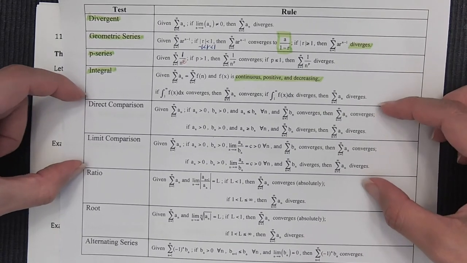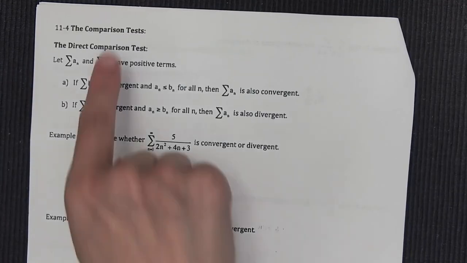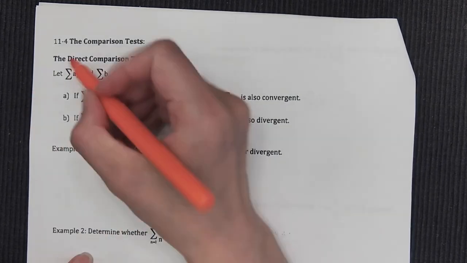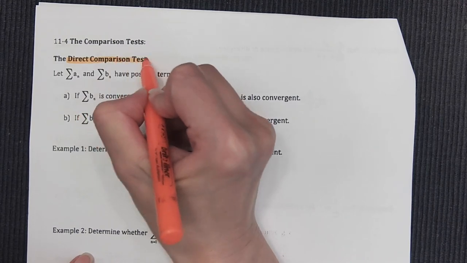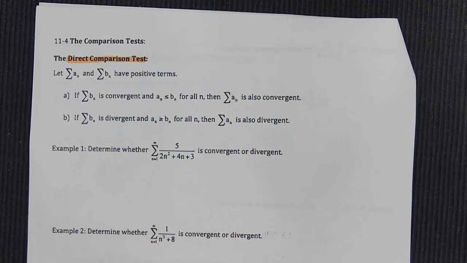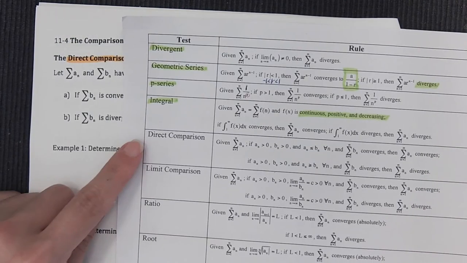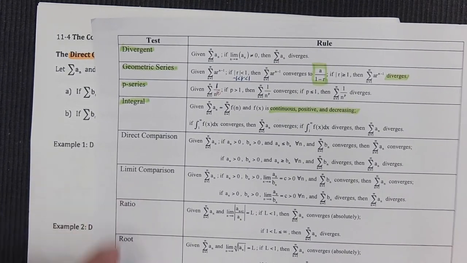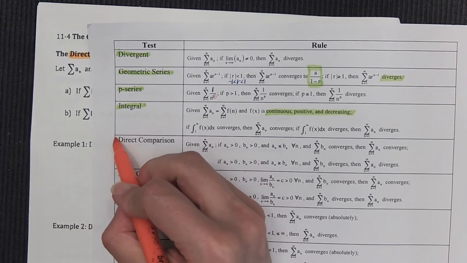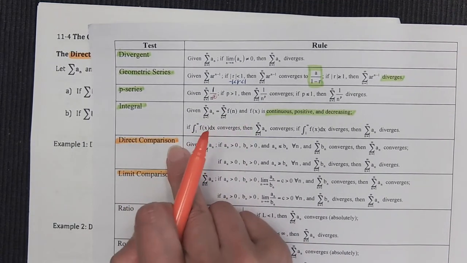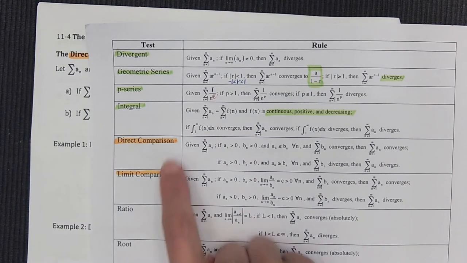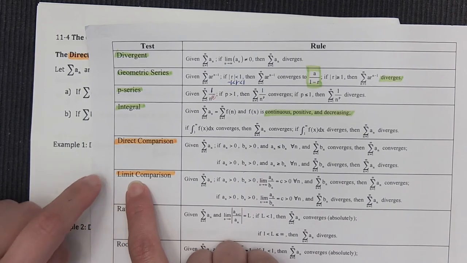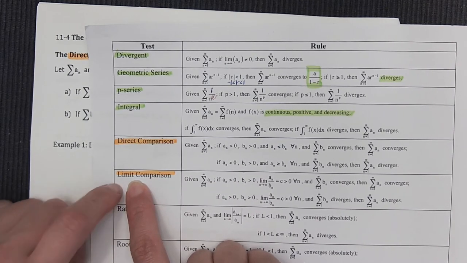Today I'm gonna talk about these two comparison tests. Okay. So first one, we're gonna do the direct comparison test. This guy, actually, it's a little hard to use. In limit comparison test, this is the easier one. This is always easier. Direct comparison test, this one is a little harder. But sometimes you don't have a choice, you have to use that one. But most of the time, I would recommend using a limit comparison test because that's much easier to use.